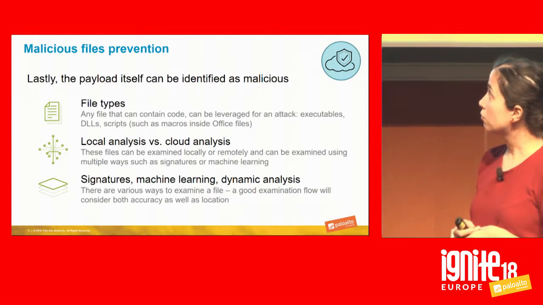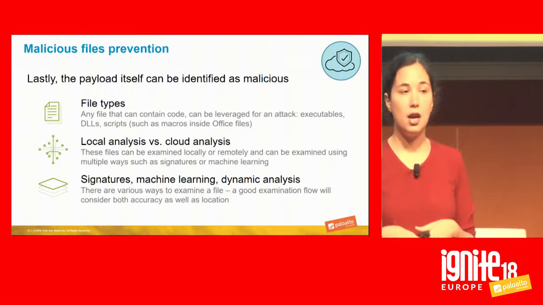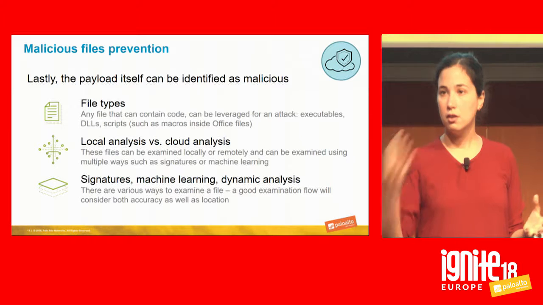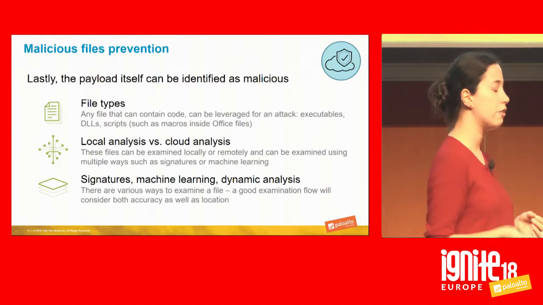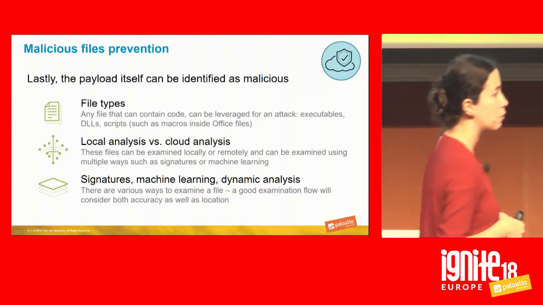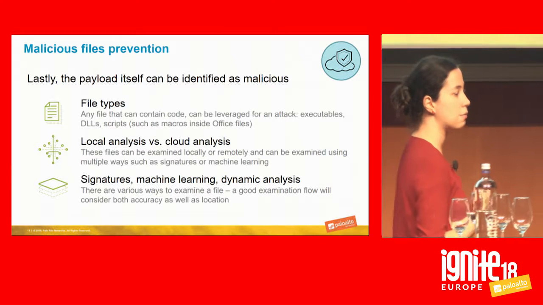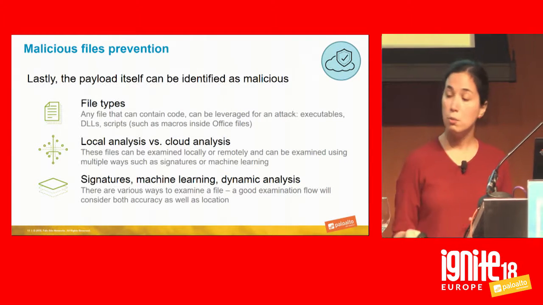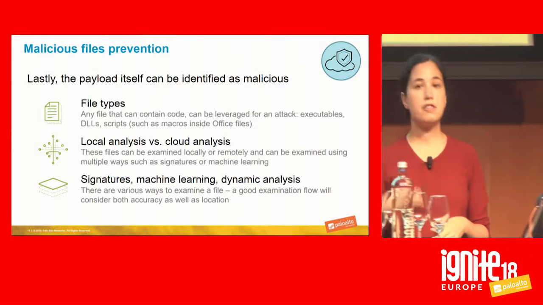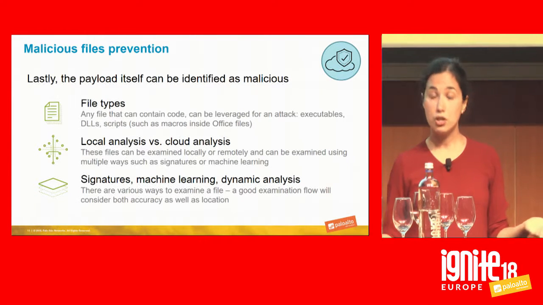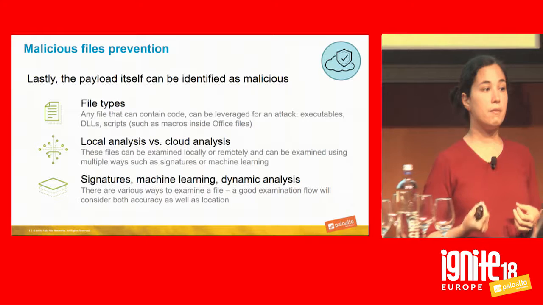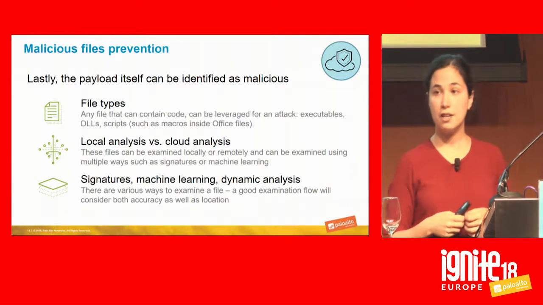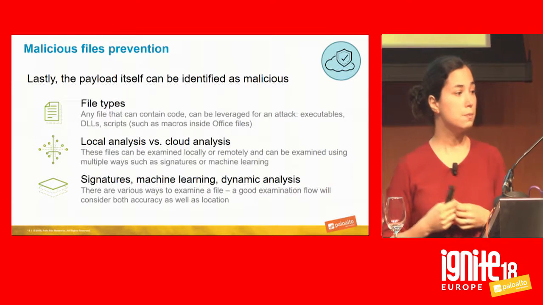So first, we need to think about the file types. Again, it's very easy to think about malware as executables, as the only relevant file type. But we need to remember that multiple file types can be relevant: executables, of course, DLLs, macros within Office files, other script types. All of them can be malicious, and we need to make sure we have mechanisms in place to identify these different file types.